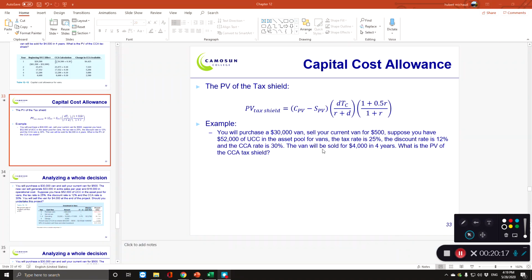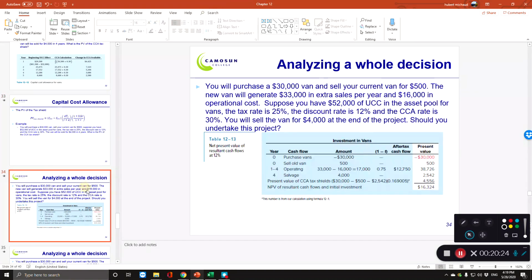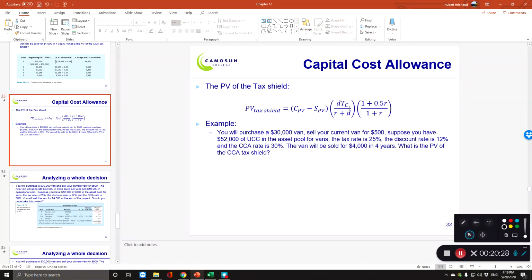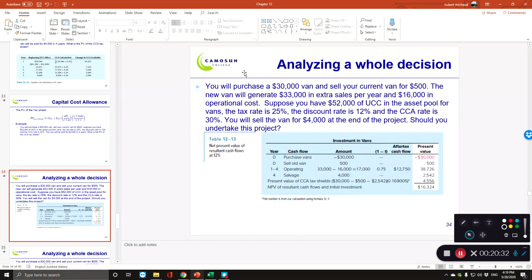Okay. This is not everything. Usually we don't just want to calculate the PV of the tax shield. Usually what we would want to do is analyze the whole project as a whole. Just making this calculation is just one part of analyzing the project. What we would usually do is analyze whether the project is a good project or a bad project. So I put a bit more information in this one.